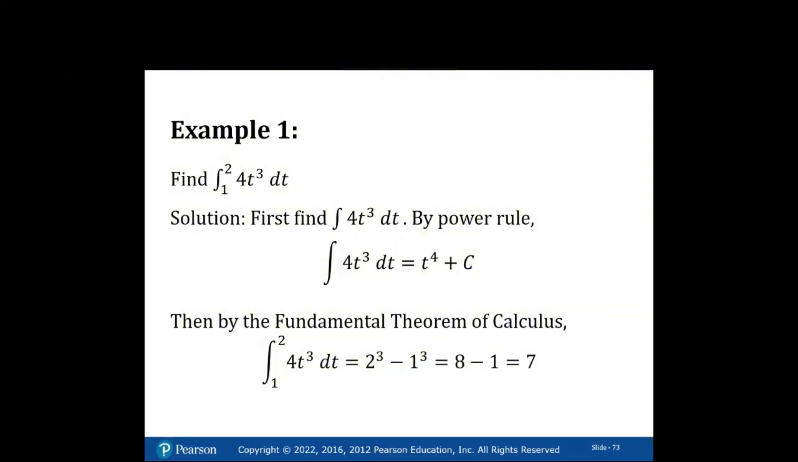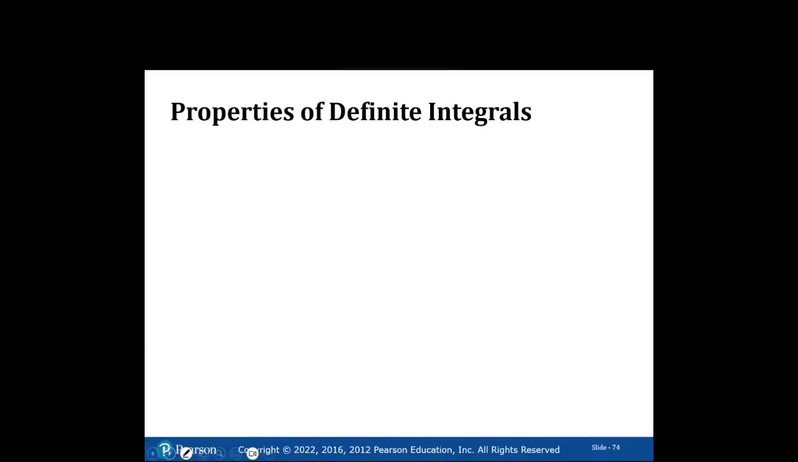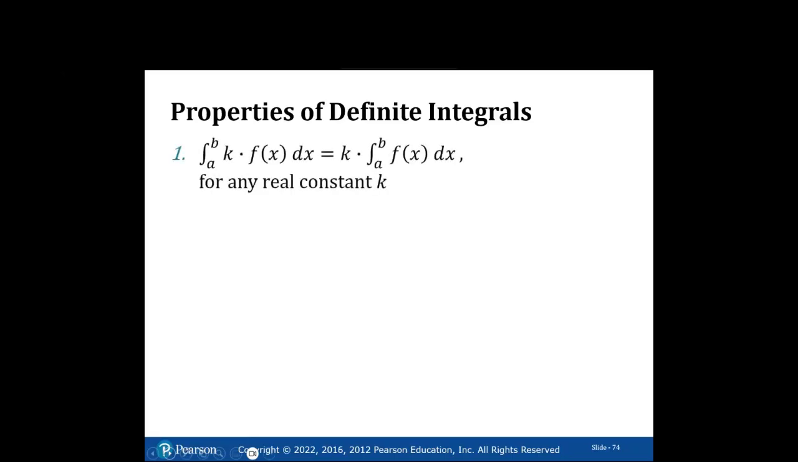So we're just adding this evaluation part. Just make sure that you're evaluating the top number first minus the bottom number. Otherwise, you're going to get the negative version of that area. So properties. First one is the constant rule. Just like normal, you pull the constant out. You don't have to have it in here to evaluate.